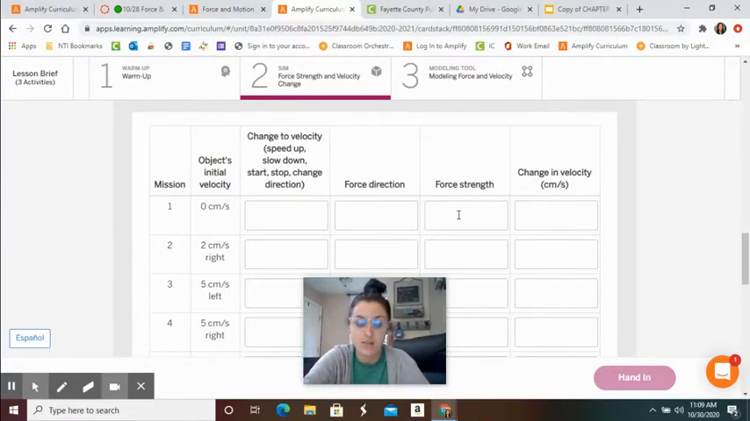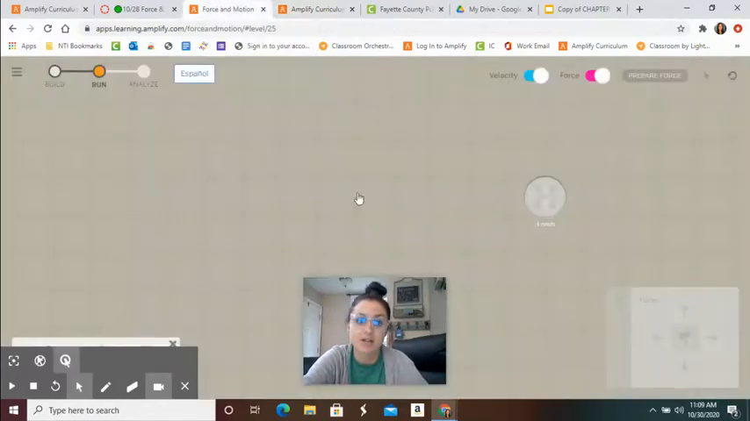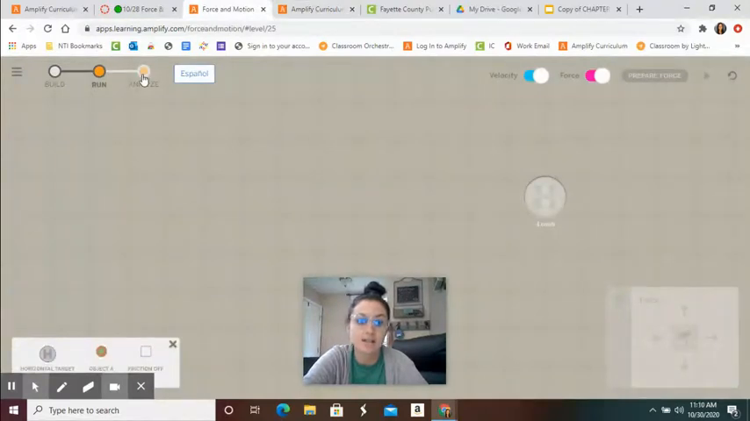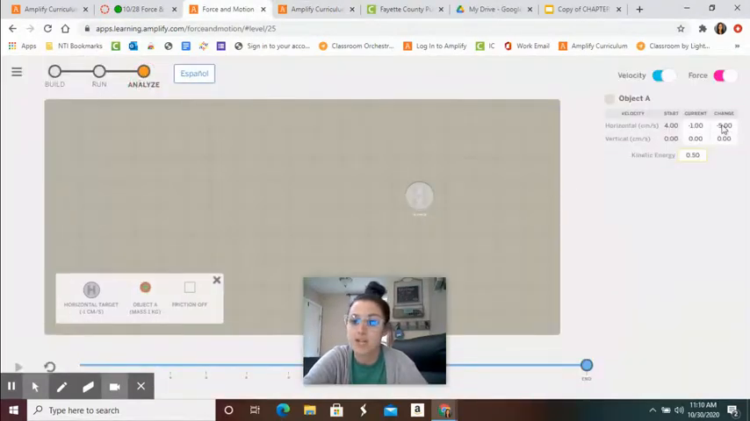The strength is the amount of times that you clicked. So did you click 4 times, 5 times, however many times you clicked that arrow? Change in velocity is actually measured in the simulation. So if you go to analyze up here, that change is measured for you. So you just have to look here and so it's -5.